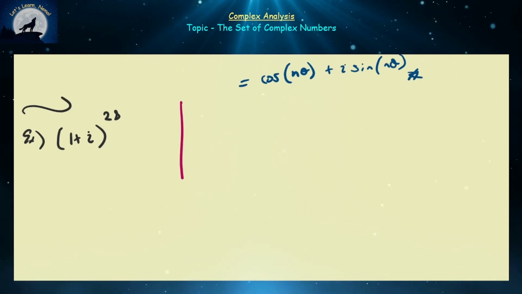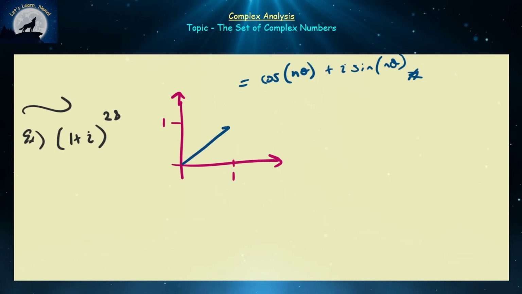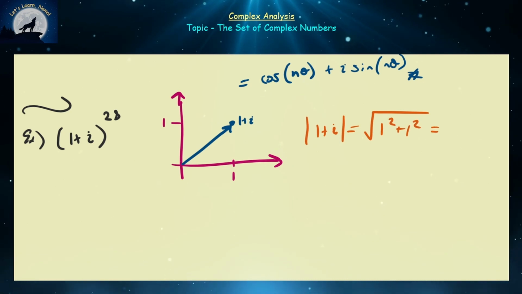So what is this? I'm going to look at the real and imaginary parts. The real part is equal to 1, the imaginary part is equal to 1, so the complex number 1 + i is going to be located here. Therefore the norm of 1 + i will be equal to the square root of 1 squared plus 1 squared, which is just the square root of 2. So that's going to be our r.